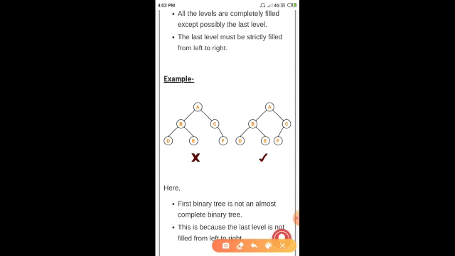All the levels are completely filled except the possible last level. See here, A with two children, B with two children, C. Okay, that is okay. And then F is at the last level, no? So one more condition we have to use: the last level must be strictly filled from left to right. But here it is filled from right to left. So first the right is filled and only right is filled, not left. So this is not an almost complete binary tree.